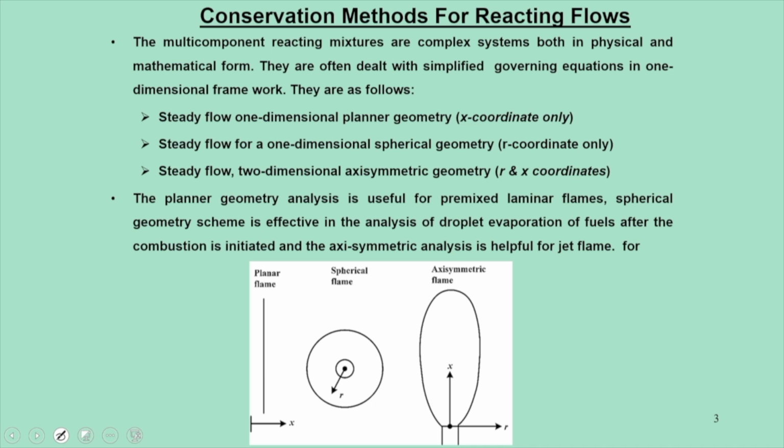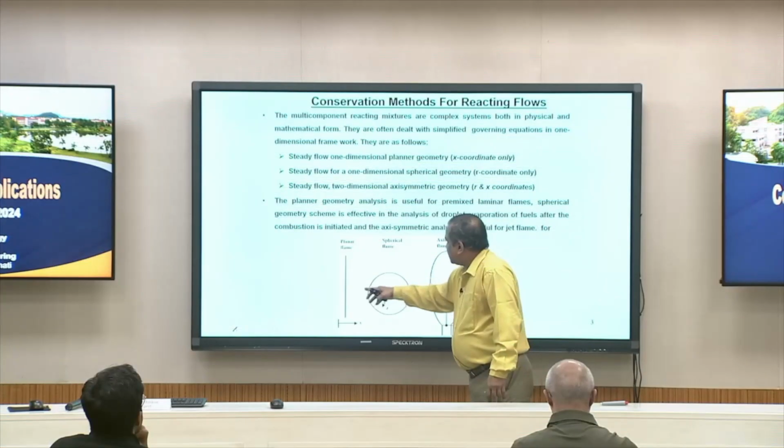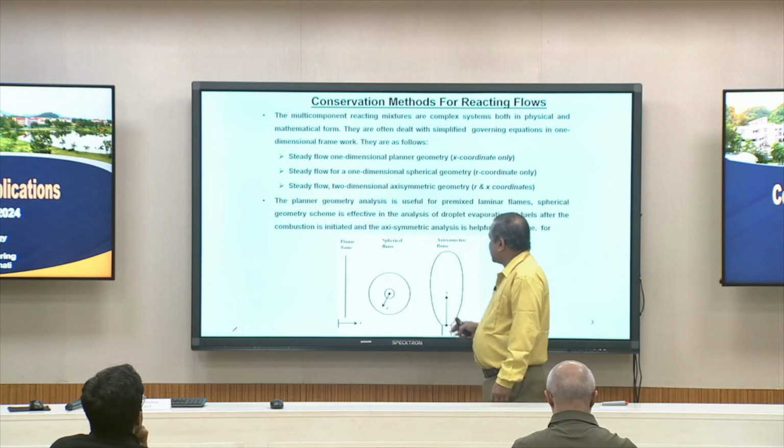So there are three ways one can model. One is steady one dimensional planar geometry, in which the x coordinate is the only one. Second is steady one dimensional spherical geometry, where we need the r coordinate, the radial coordinate. And third is two dimensional axisymmetric. Typically this can be shown schematically like this.